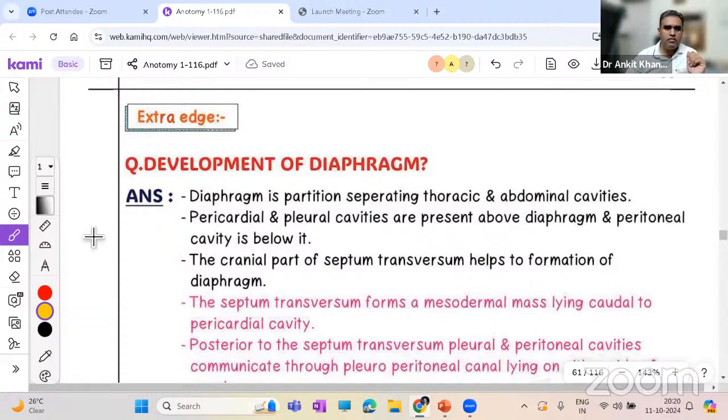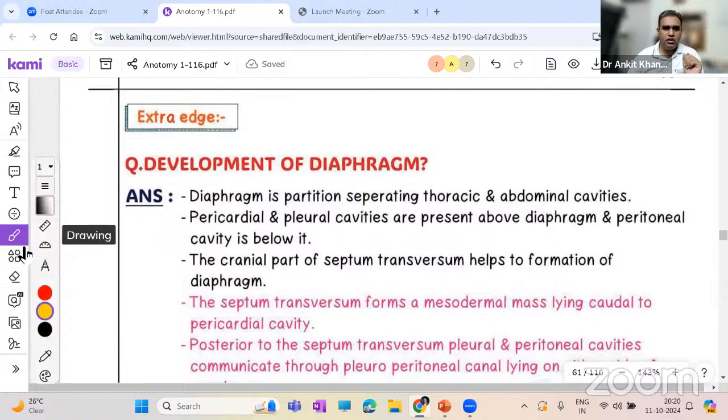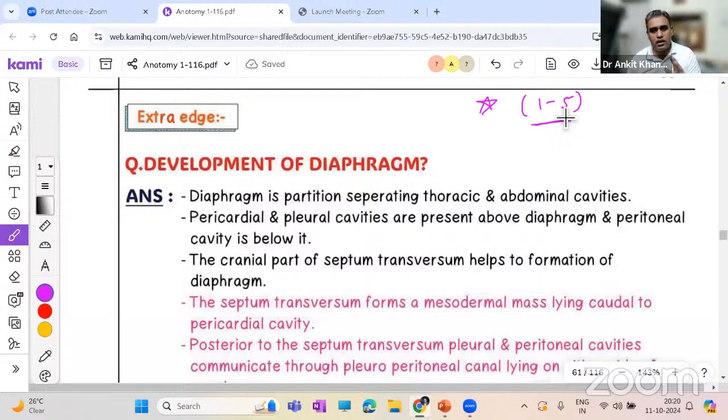Development of the diaphragm to begin with. There are many things in it, and let me put a star mark on these topics to let you know how important they are. I will use 1 to 5 stars, to let you know the importance both from the university exam perspective and your MCQ exam perspective.